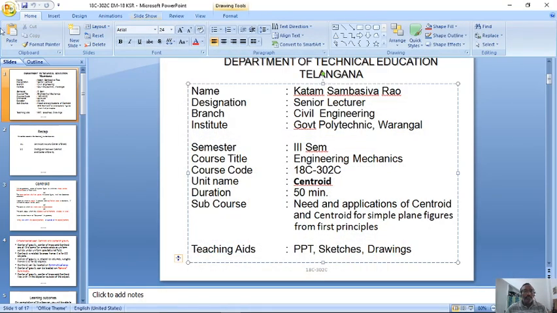Dear friends, today in this session we are going to learn about the applications and needs of centroid, and we also see some of the methods of the calculation of centroid, especially using the first principles for simple plane figures.